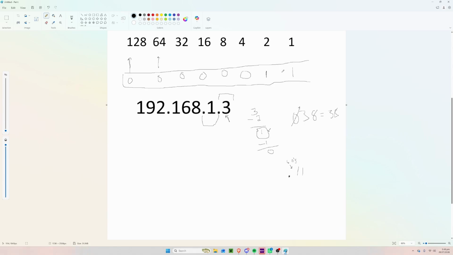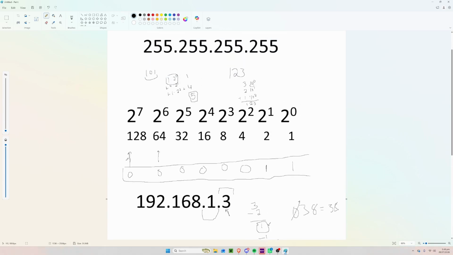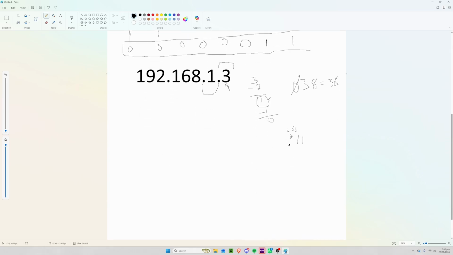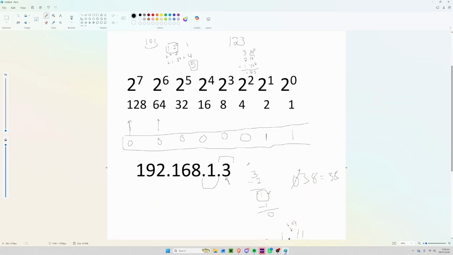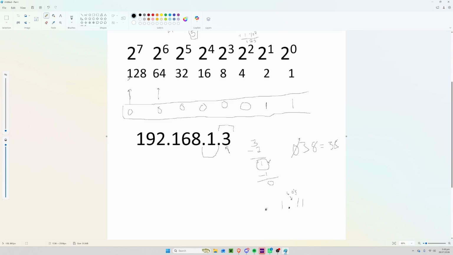1 should be pretty easy. We find that all of these digits are too large except the last one. So it's just going to be simply 1. 168 is going to be a little bit more difficult. So let's start there. We find that 128 is smaller than 168, so we're going to add a 1 here.